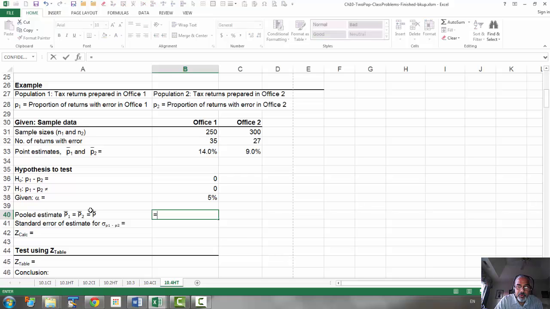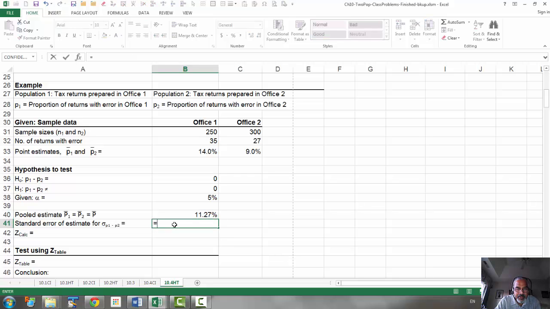So we don't use the P sub 1 and P sub 2. You don't need to. If you did that, then you have to multiply by n and so on. So we have the number of erroneous returns already. So this plus that, okay, divided by the sample sizes. So we are pooling the two together. So that's why it's called a pooled estimate. So this gives us the pooled estimate of erroneous returns for both offices put together.